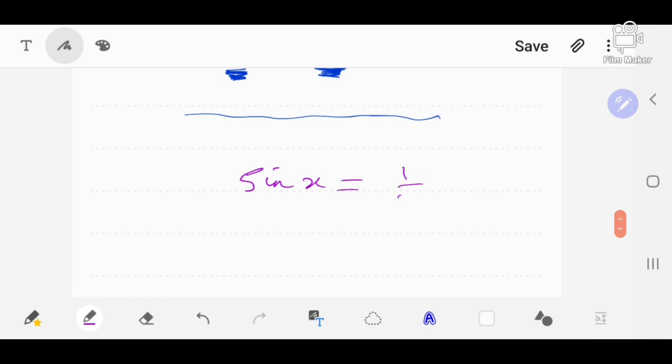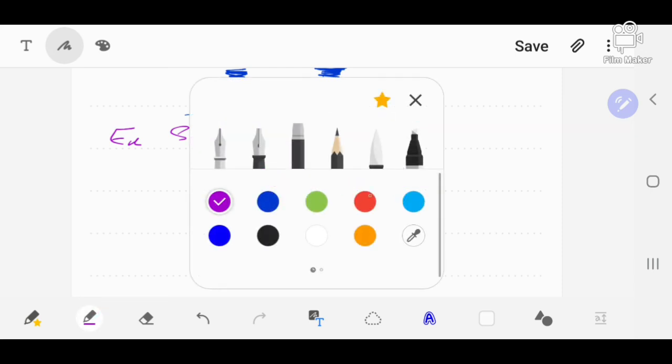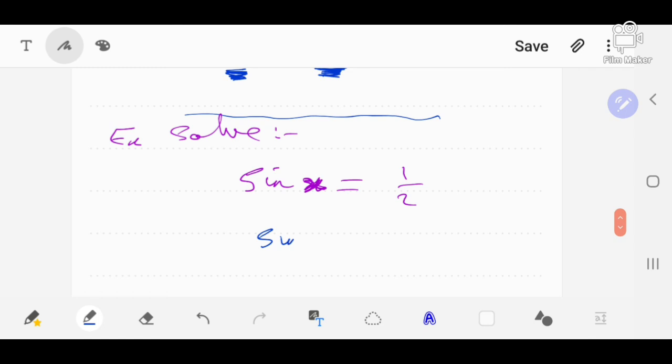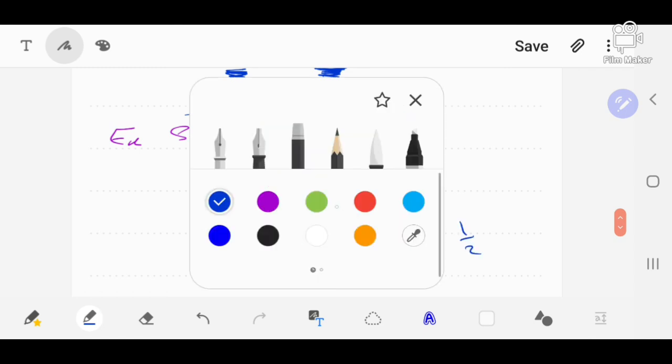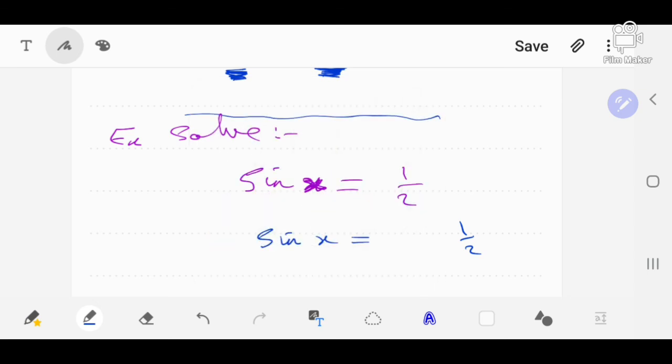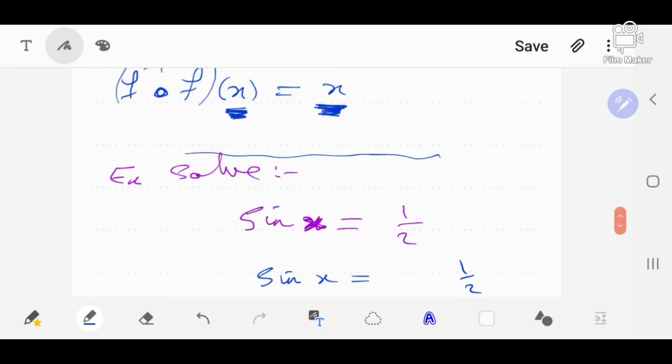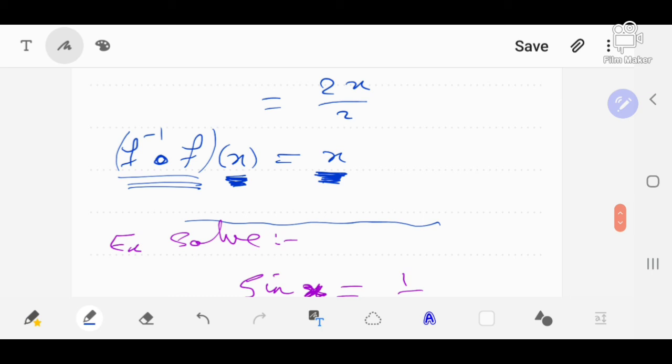Simply, we can depend on the same thing. We have sine x equals half. To get rid of the sine, that's a function, we need to apply what we have just said here, the inverse operation or the inverse function. So you will get sine inverse of sine x. Sine inverse also for this side, of half.